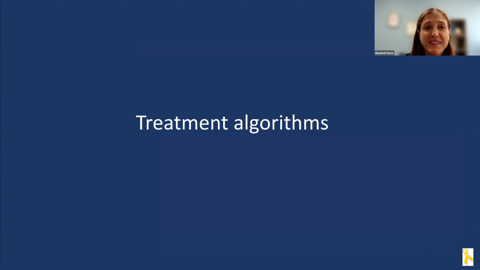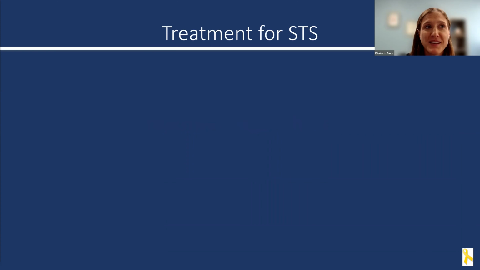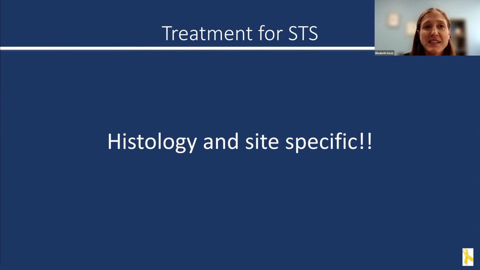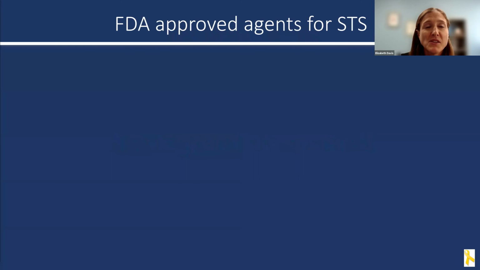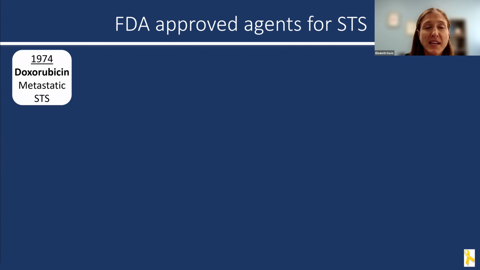So how do we treat this complex group of tumors? The most important thing to keep in mind is that treatment is very histology and site specific. This is definitely not a cancer where one size fits all. So if we think about what drugs have been approved for soft tissue sarcoma, in 1974, we first had doxorubicin, which is approved for all comers with metastatic soft tissue sarcoma. It was more than 25 years before we had another drug approved for our group of tumors.